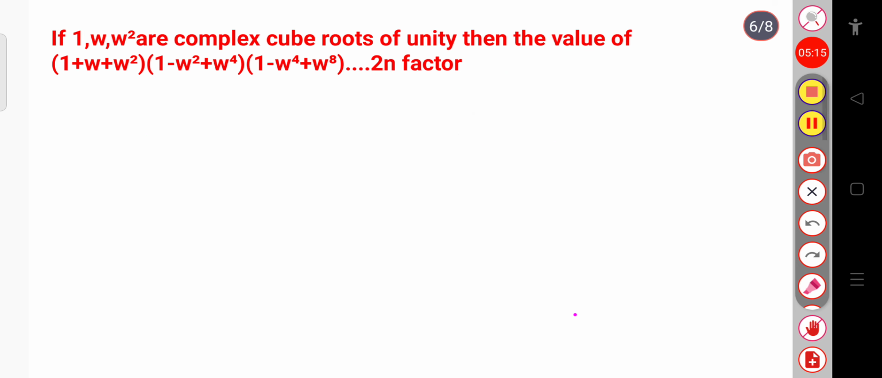Here the question is, if 1, omega and omega square are the complex cube roots of unity, then the value of (1 plus omega square) into (1 minus omega square plus omega power 4) into (1 minus omega power 4 plus omega power 8), and so on up to 2n factors, then what is the value of this? We are going to calculate.